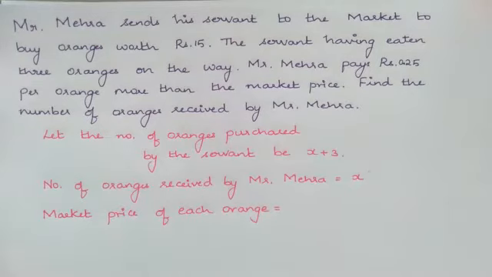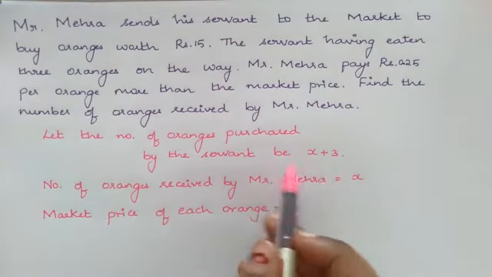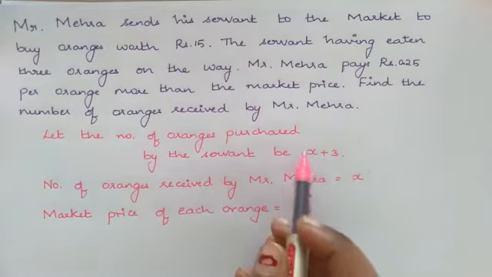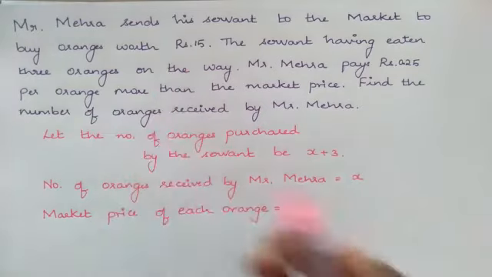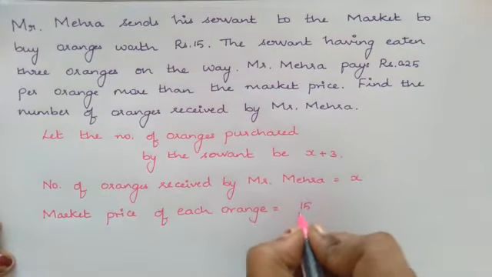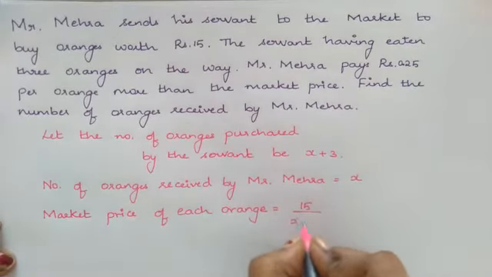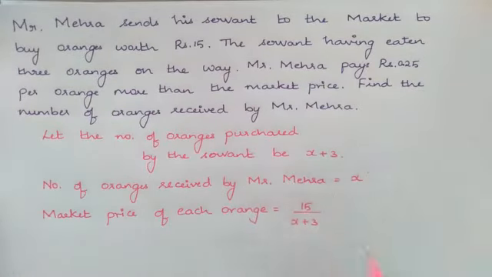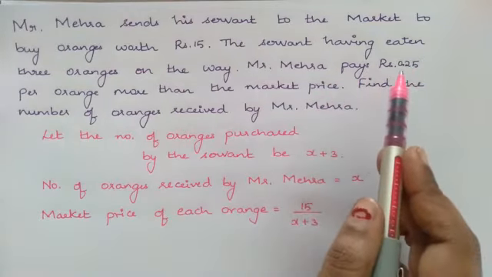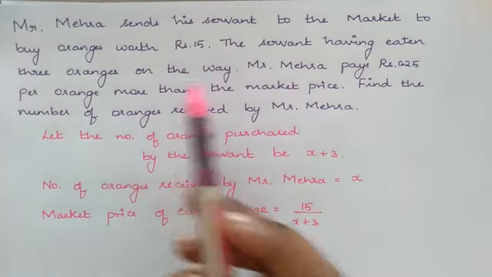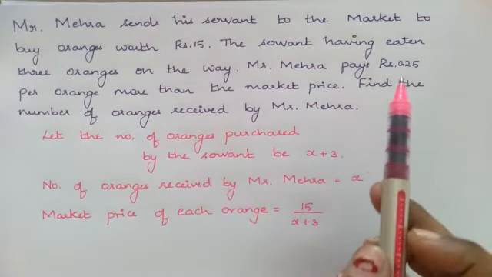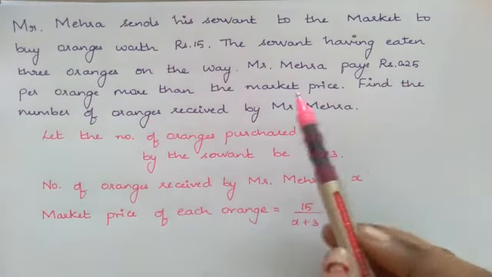This we can identify by he has actually purchased x plus 3 oranges. X plus 3 oranges is being purchased in total for rupees 15. So the total cost 15 by the number of oranges purchased, that is x plus 3. This will give us the market price of each orange. Now it is told that Mr. Mehra pays rupees 0.25, that is 25 paise, for one orange. He is paying more, that is for each of the oranges. He is paying 25 paise more than the market price.